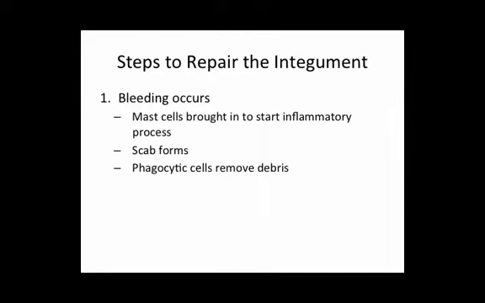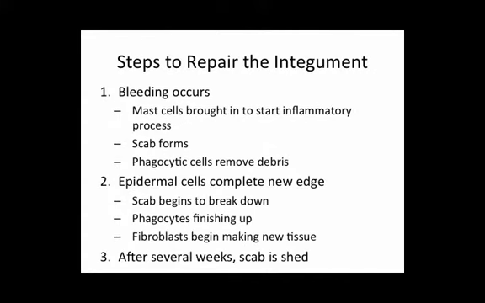After a cut occurs in the skin, several steps take place to repair the integument. First, bleeding begins and mast cells are brought to the area that triggers the inflammatory response. After several hours, a scab is formed and cells of the stratum basale migrate along the cut edges of the wound. Phagocytic cells remove debris. One week after injury, the epidermal cells have migrated over the entire cut edge and the scab begins breaking down. Phagocytes are almost finished and fibroblasts begin producing new tissue to replace the open areas.